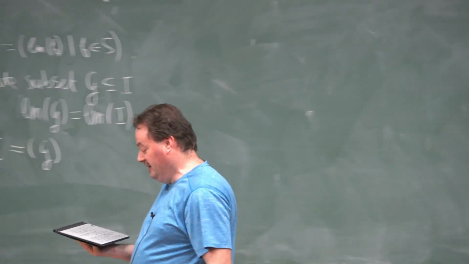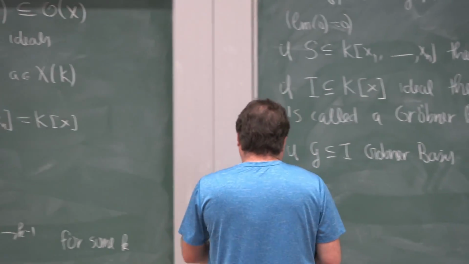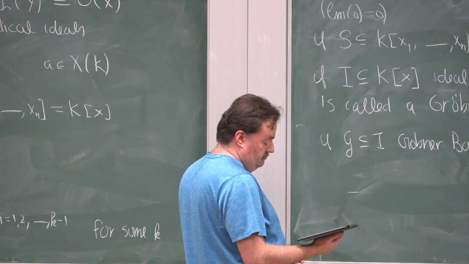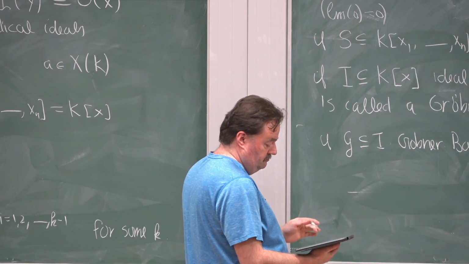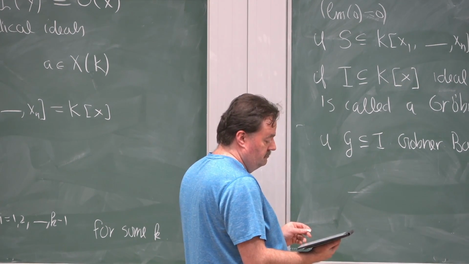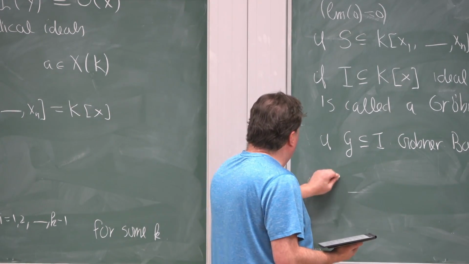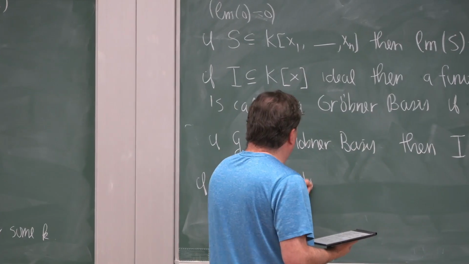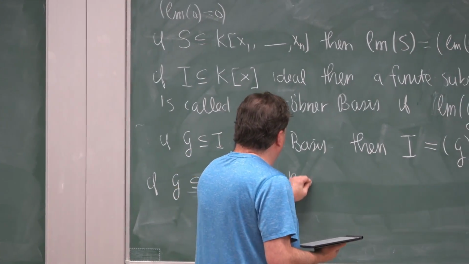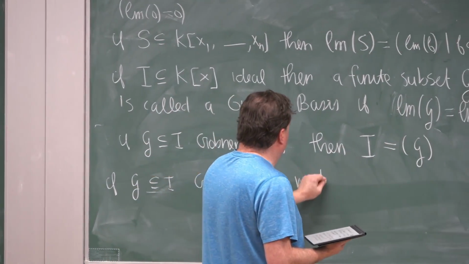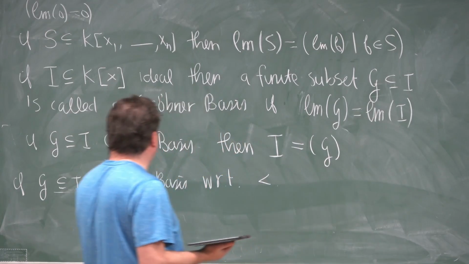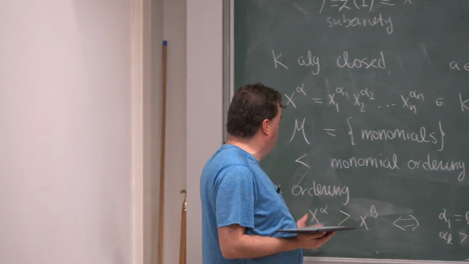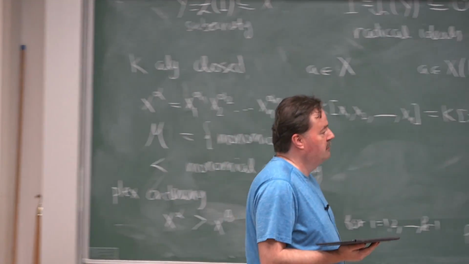So that's an important fact. And one other important result is: if G is a Gröbner basis with respect to this ordering. So this Gröbner basis is always with respect to some monomial ordering, for example, this pure lexicographic ordering.